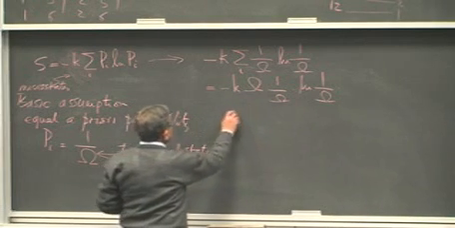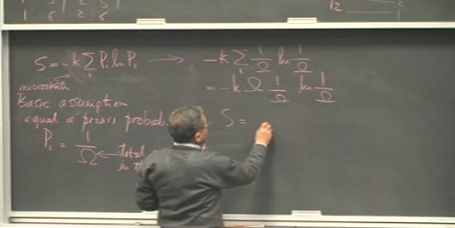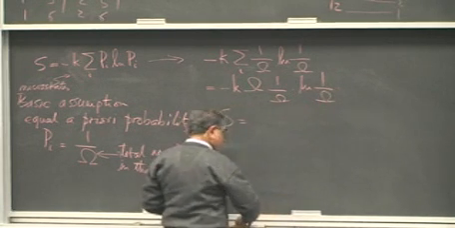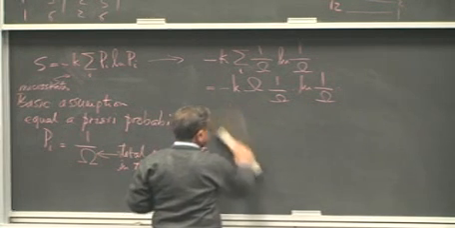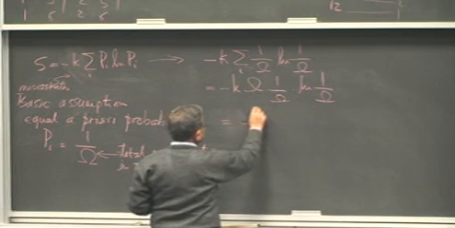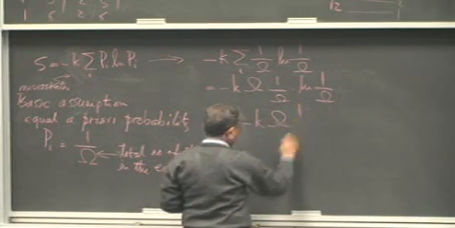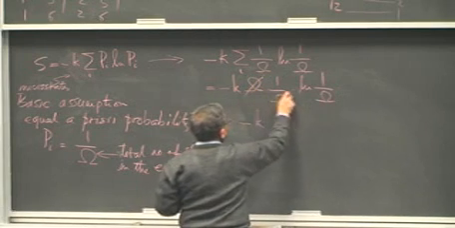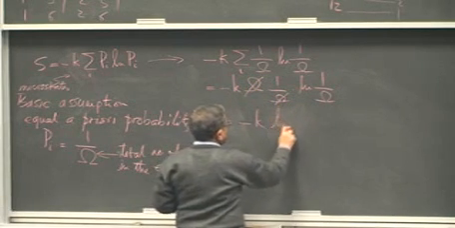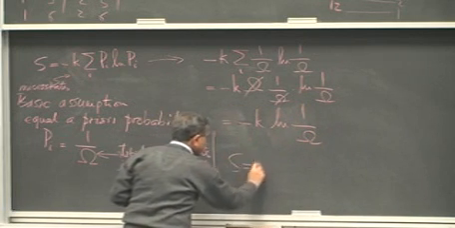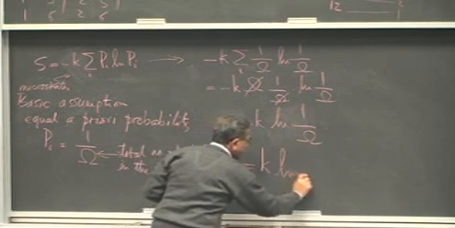And therefore, S is equal to, now this is 1 over omega, so I can further change it to minus k omega times 1 over omega, okay, omega and omega cancel out. We know that. And minus k log of 1 over omega. And therefore, S is equal to k log omega.